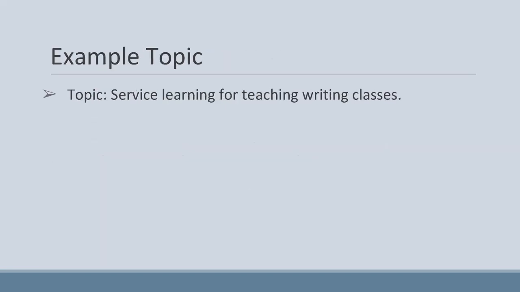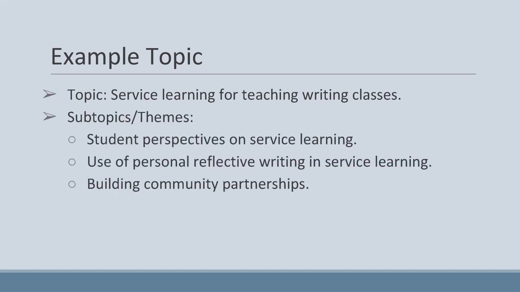In our example here, our overall topic will be the use of service learning to teach writing classes. Using the strategies covered in the Organizing Sources for a Literature Review video, we identified three major themes or subtopics that have been discussed or researched in our collected sources. Those themes are student perspectives on service learning, use of personal reflective writing in service learning classes, and building community partnerships for service learning projects.